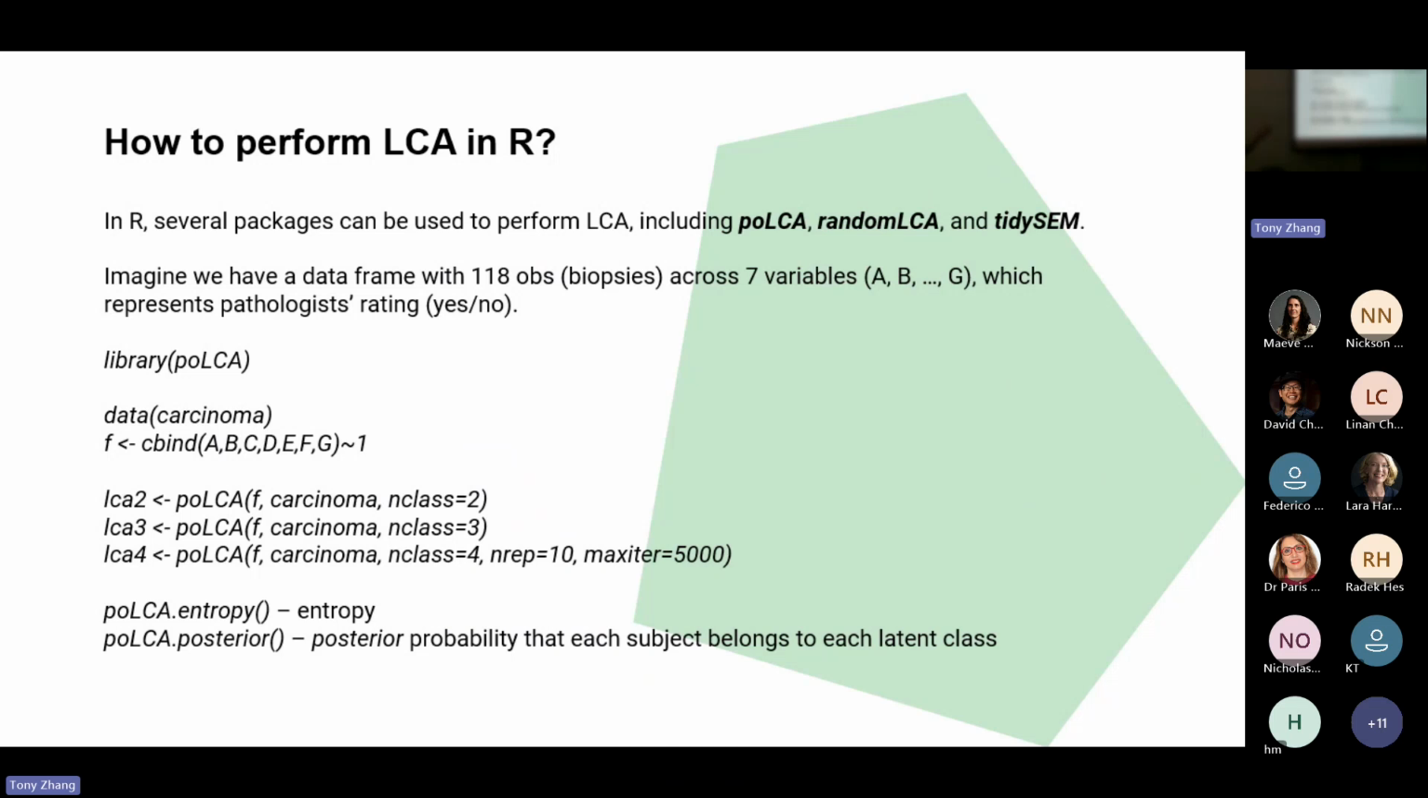So to run LCA, we load the poLCA package. We load the data, and then here we are fitting 3 LCA models, with 2 classes, 3 classes, and 4 classes. For the 4 class model, to help the model converge, we can increase, for example, the number of estimations, or we can also increase the number of iterations. That's why we have those arguments in the model.